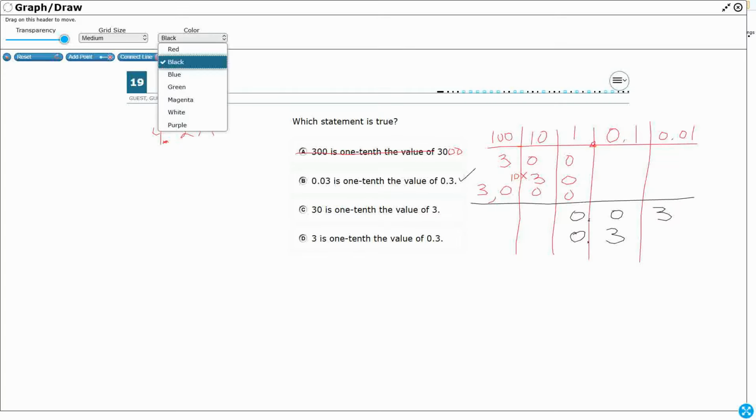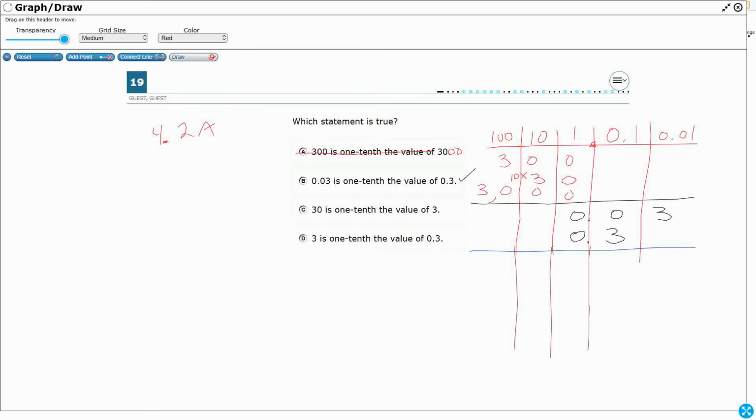Let's verify that these other two don't work. Let's extend our lines down here so we can keep going. We can use this place value chart to keep ourselves organized. So 30 is 1/10 the value of 3? No, 30 is 10 times 3, because 30 is bigger, because 3 times 10 makes 30. If we wanted to, we could say 30 is 1/10 the value of 300, because it's 10 times smaller.